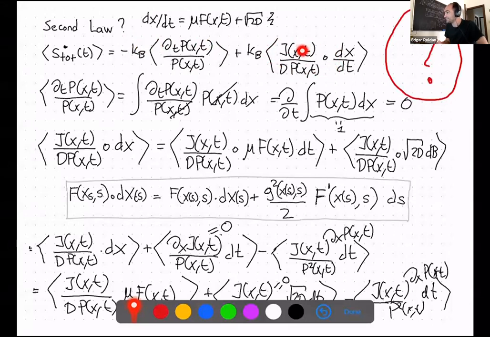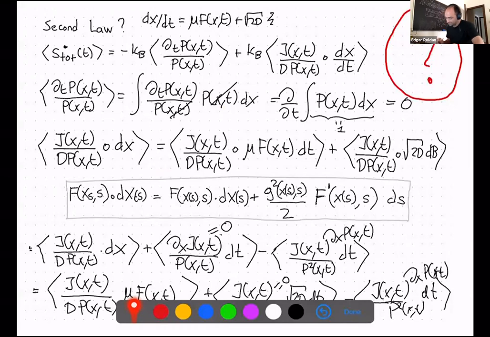This is easy from what I explained. And the first term on average is zero. This is just because of conservation of probability, right? This is zero. So the only term we should take care of is this second one, which is J over dP times dx dt. Here, I want to show you that this transforms into a simpler form if we do a change from Stratonovich to Ito. But this part wasn't clear in my explanation, so I'll try to explain it a bit better.